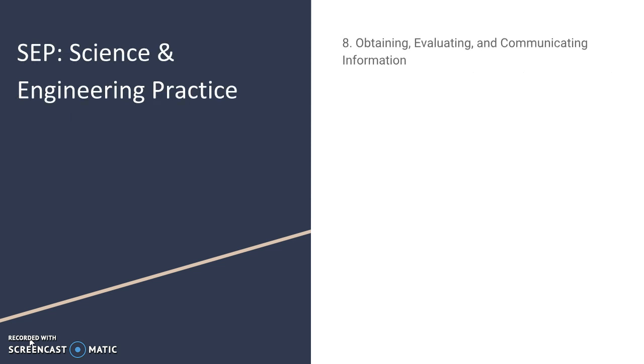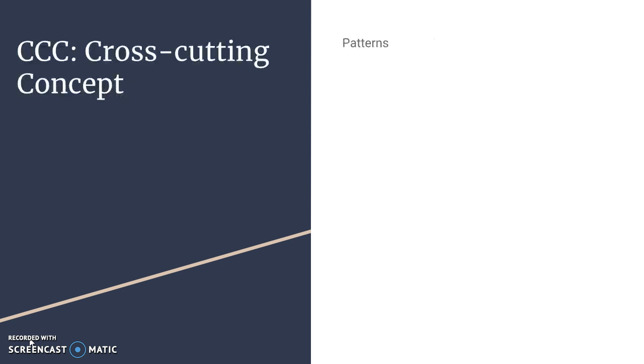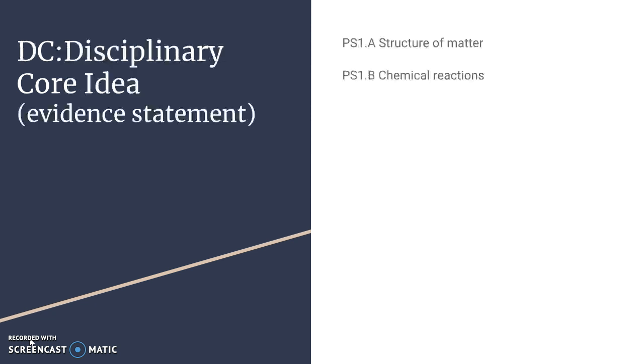So within the standard, the science and engineering practice is number 8, which is obtaining, evaluating, and communicating information. So what this means is that students will be obtaining and evaluating information through their experiment, as well as communicating the results by stating whether or not the chemical reaction had occurred. The cross-cutting concept of the standard is patterns. So the students are realizing different patterns that happen once chemical reactions occur.